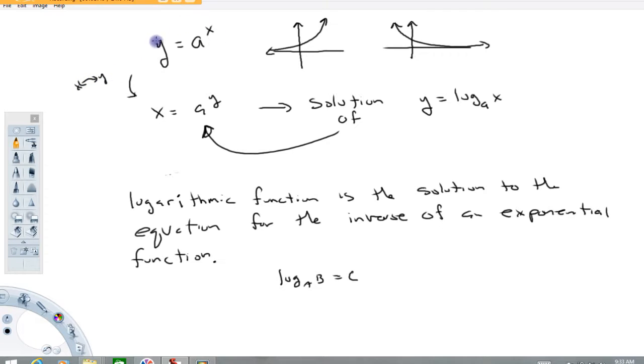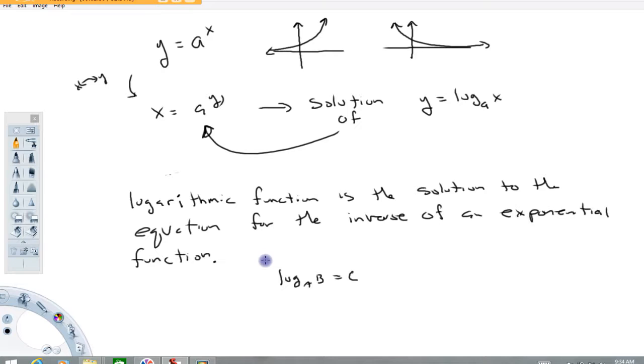So if I take this and write it like this, we would have an equation that would give us the inverse. But the unknown y is up here in the power. So what a logarithmic function is, is the solution of this equation. The solution of this equation is called a logarithm. It's the solution for y. Let me just say what this reads. This reads log base a of x. So a logarithmic function is the solution to an equation for the inverse of an exponential function. There are a lot of words there, but that's what it is.